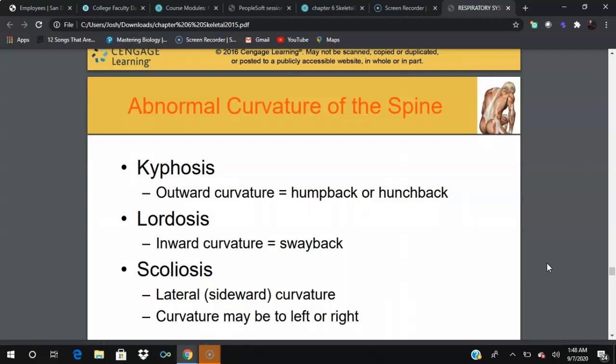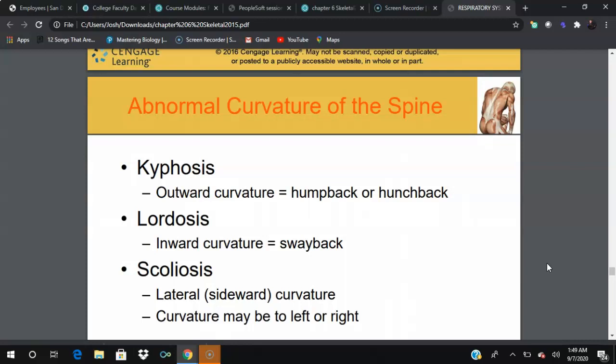We do frequently see these kyphotic curvatures with people that have osteoporosis. The vertebrae start to collapse upon each other. That individual will lose height, and you can start to see those vertebrae, because they become weak and brittle and fragile, collapse upon each other.